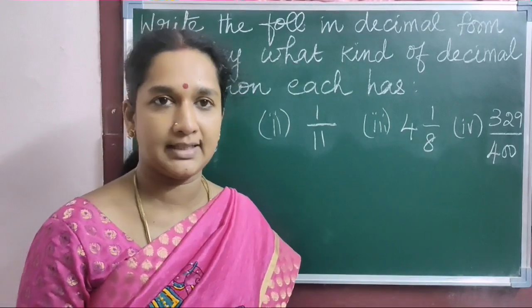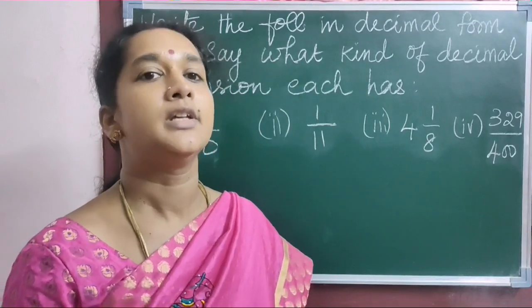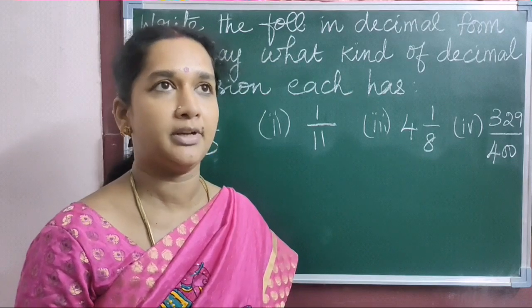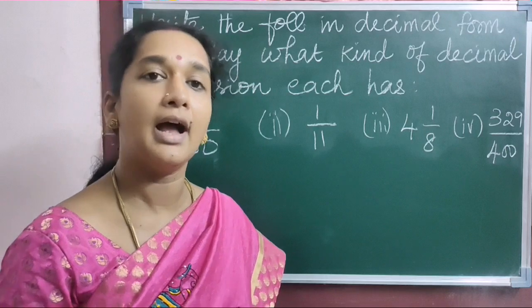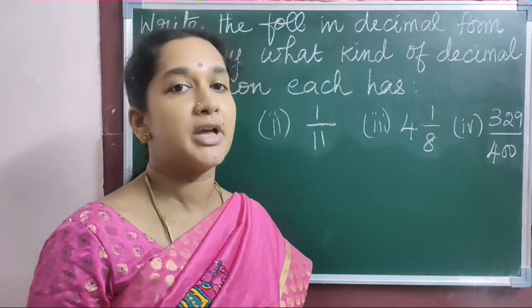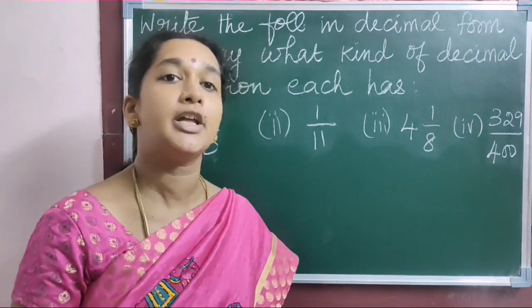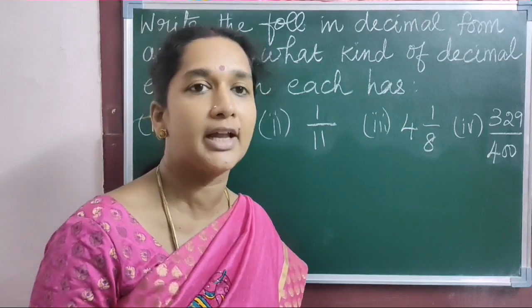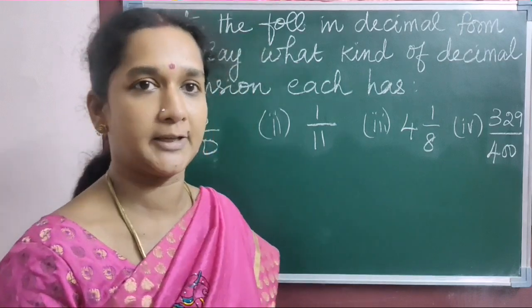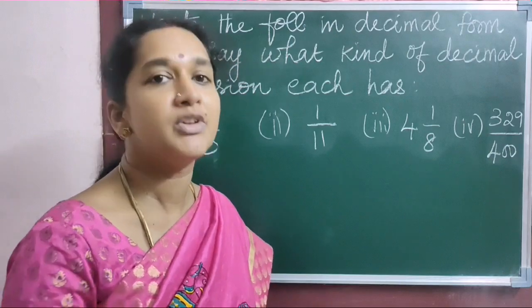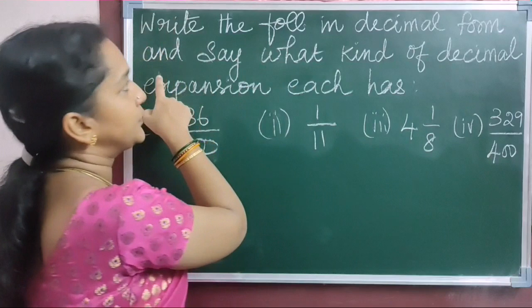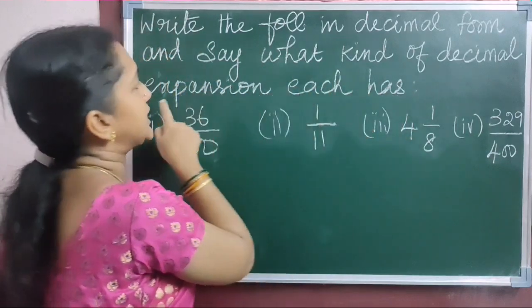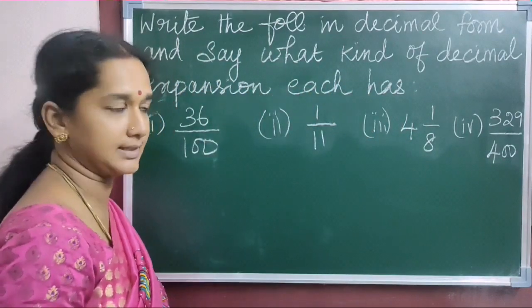Class 9 number system. We'll see a few sums related to the first chapter. We have learnt about rational and irrational numbers and the decimal expansion, and according to how the decimal expansion is, we will get rational and irrational numbers. Now based on that we will do a few sums. Write the following in decimal form and say what kind of decimal expansion each has.